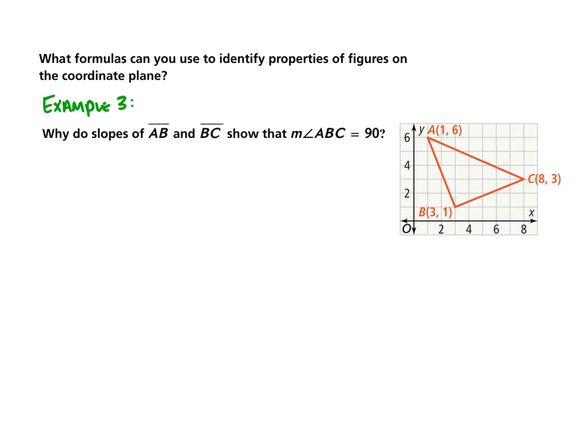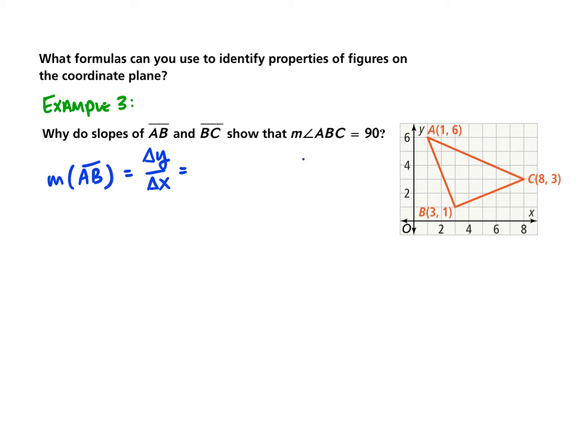The next problem asks, again, same triangle, how do the slopes of line segment AB and line segment BC show that the measure of angle ABC equals 90? Well, let's calculate the slope of each of those. The first thing I'm going to do is the slope of segment AB. Remember, little m means slope, so I write m of segment AB, which means the slope of segment AB, would be the change in y's over the change in x's.